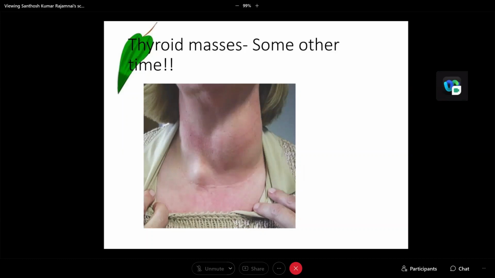Yes, thyroid. I'm not even going to talk in detail about thyroid, because thyroid itself has benign and malignant tumors. So we'll keep thyroid for some other day. But if you see a swelling in the anterior triangle that moves up with deglutition and does not move on tongue protrusion, think in terms of a thyroid swelling.